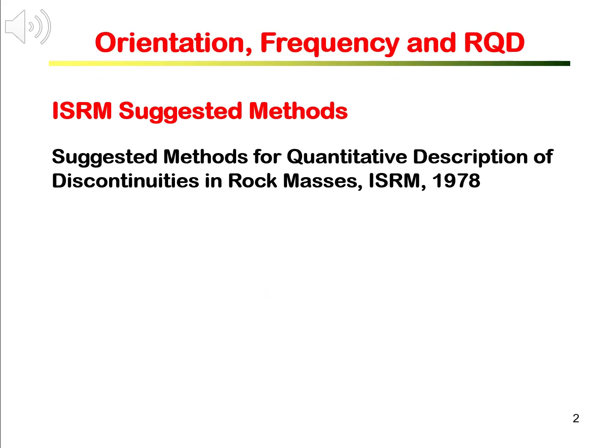Methods of measuring joint orientation, frequency, spacing, and RQD, and other joint geometrical properties are outlined in the suggested methods for quantitative descriptions of discontinuities in rock masses of the International Society of Rock Mechanics. In this session, we will focus on how to measure joint orientation, joint frequency, and RQD at rock face and on rock cores.